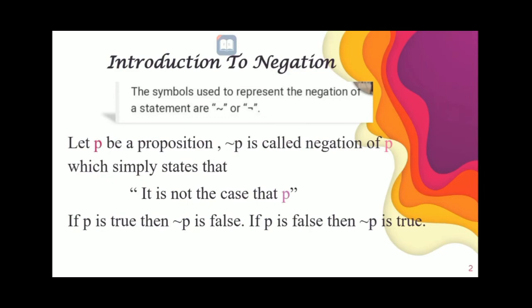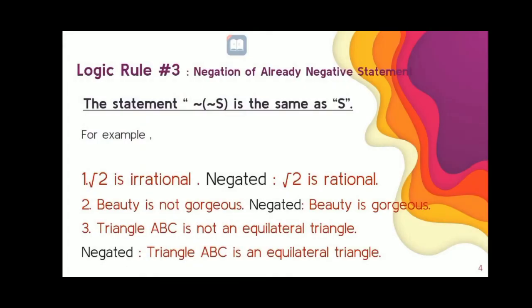So that's it, guys. Excerpt from logic rule number 3, which is the negation of an already negative statement. Notice it is already a negative statement. So the logic rule number 3 states that the negation of a negative statement is the same as S. It is like the law of signs: when we multiply negative and negative, the sign becomes positive. That's how it goes, guys.